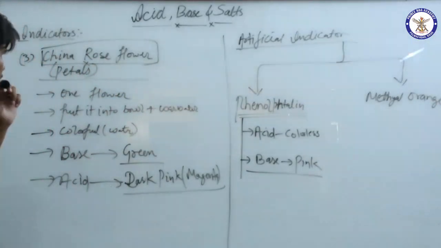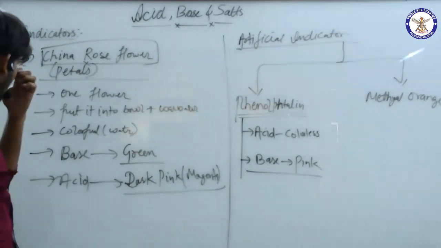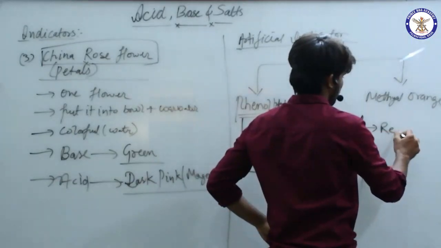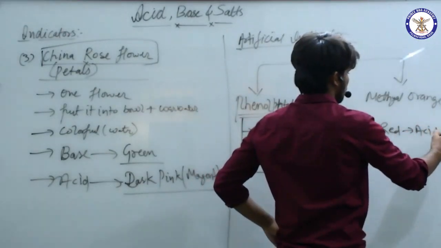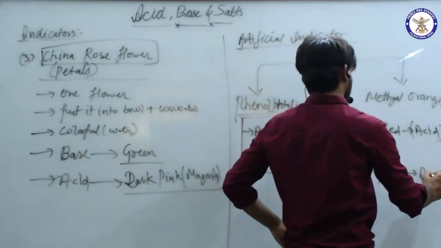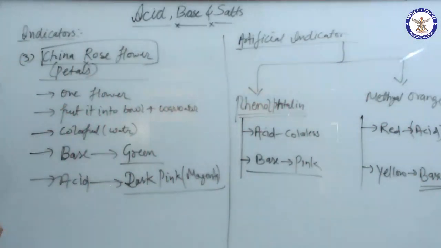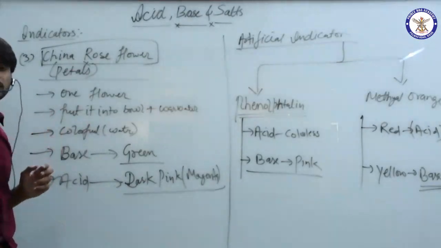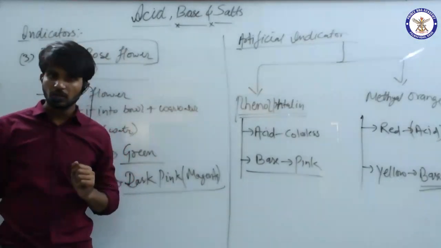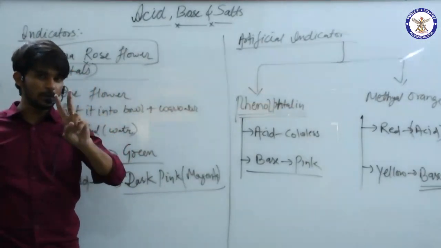Now if it is methyl orange, then it becomes red in acid, and it becomes yellow in base. So this is what you are supposed to remember. This is what you are supposed to adapt, the concept behind these indicators. So in this section, we have seen what indicators are and which types of indicators there are. There are two types, artificial and natural.